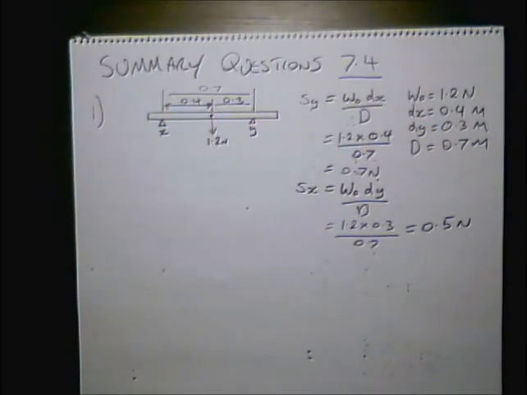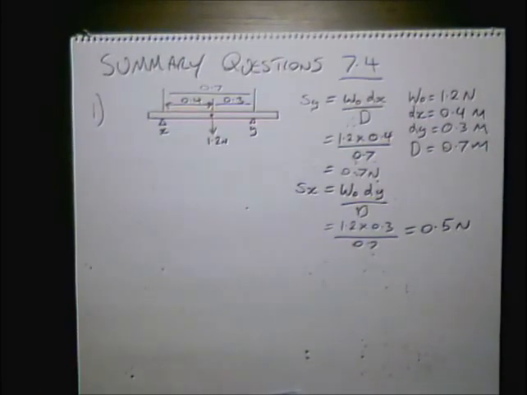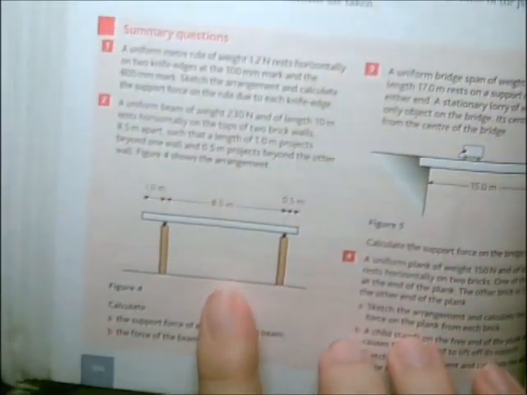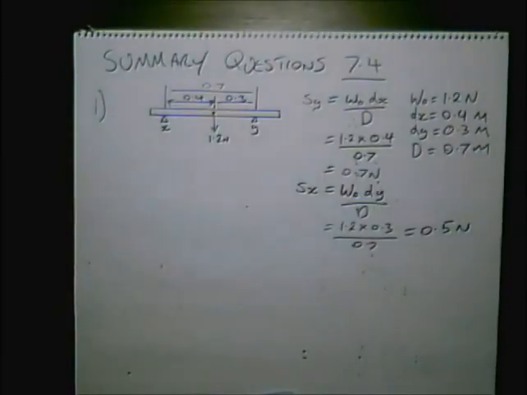Question 2. Question 2 has a diagram associated with it, so I'll show you that. If we can pick it up on the camera, it's this one. And it says that a uniform beam of weight 230 newtons and a length of 10 metres rests horizontally on the tops of two brick walls, 8.5 metres apart, such that a length of 1 metre projects beyond one wall and 0.5 metres projects beyond the other wall. Calculate the support force on each wall and the force of the beam on each wall.